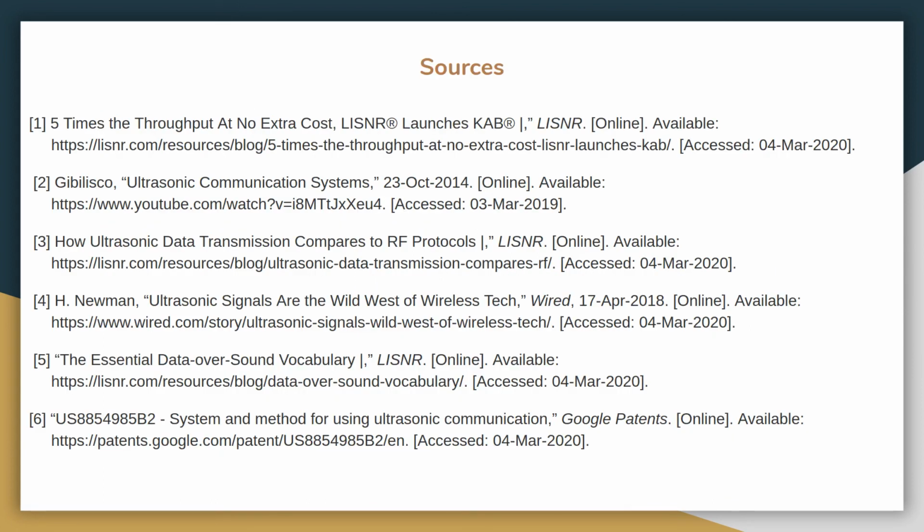This slide shows some of the major sources that we used. A lot of them are scholarly articles. Since this technology is so new to the data communication field, a lot of this is ongoing research by universities.